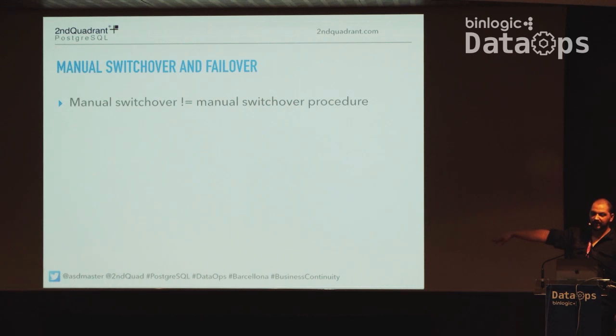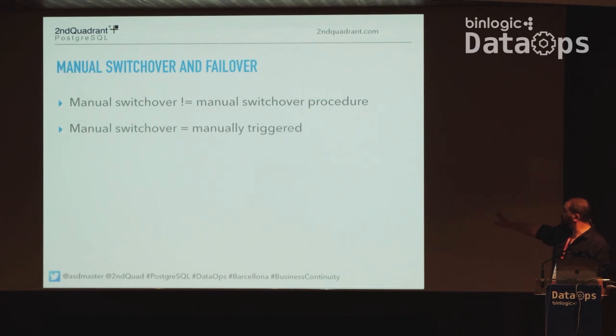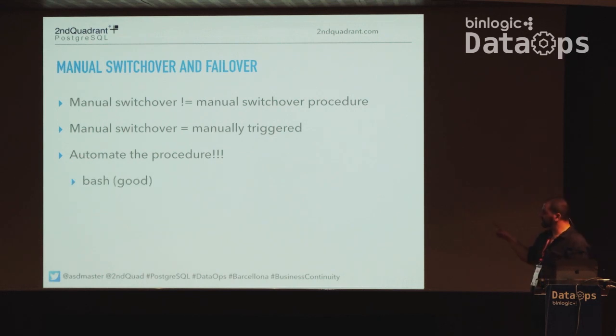Manual switchover procedure. Manual switchover is triggered manually, okay? We can do better than this, and we will see that. You should automate the procedure, okay? You can do it with Bash. You can do that using Ansible, for example, which is even better. Or you can start from, for example, Bash and enhance it gradually.